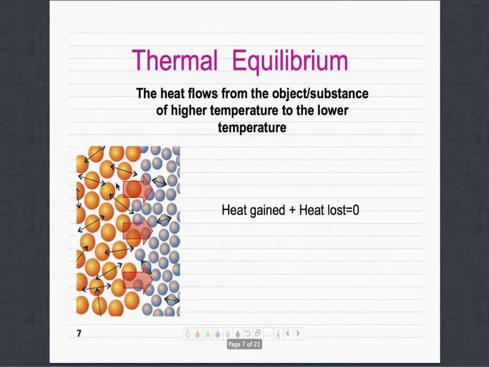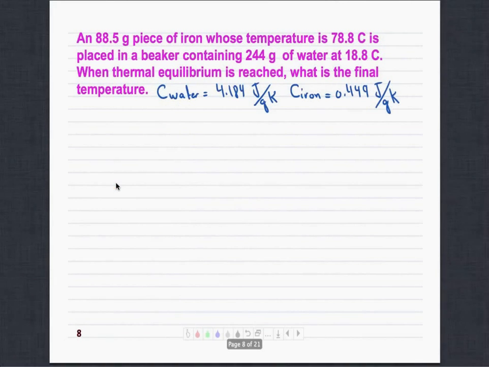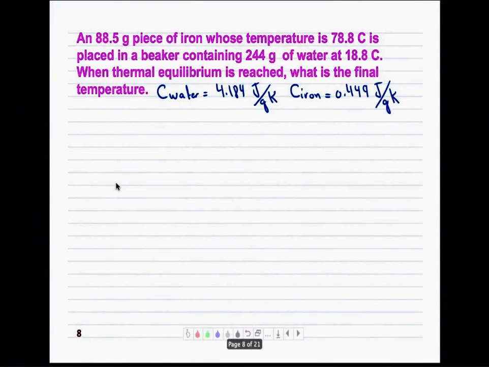And this is why our T final is in between the two. It's not higher than one, it's not lower than the other. And definitely the heat gained plus the heat lost equals 0. Okay, let's see how we're going to use that, an example of that, how we're going to do the calculation.